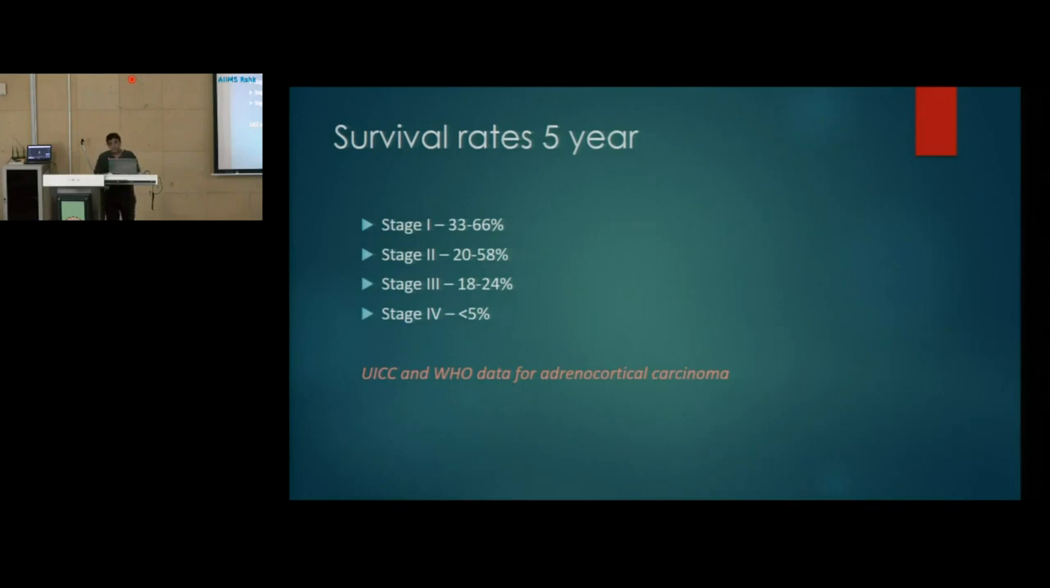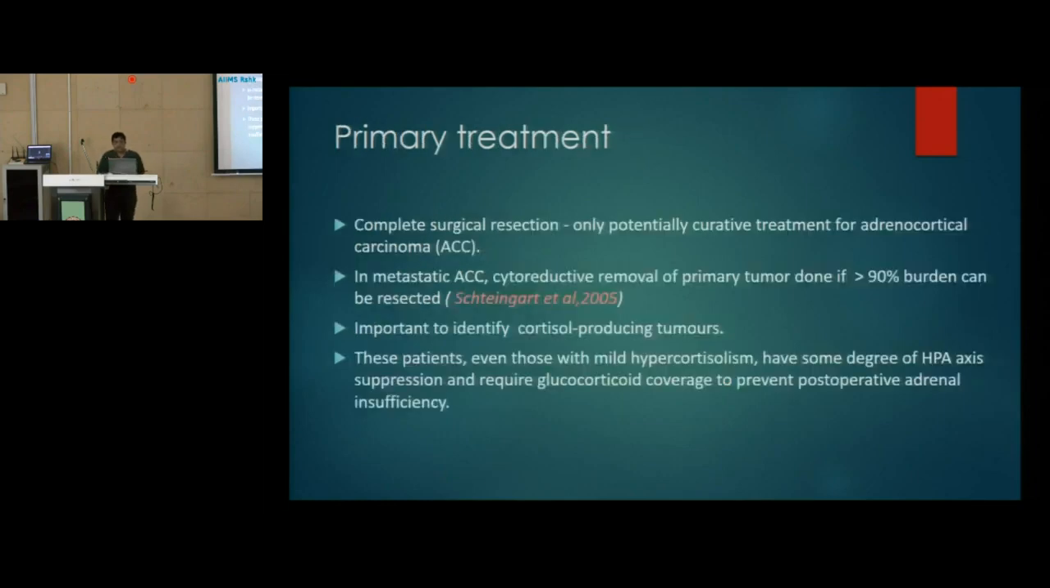Adrenocortical carcinoma has a poor prognosis, and the 5-year survival rates are around 60% for stage 1, 50% for stage 2, 20% for stage 3 and less than 5% for stage 4 adrenocortical carcinoma. The primary treatment of adrenocortical carcinoma is complete surgical excision. It is the only potentially curative treatment.